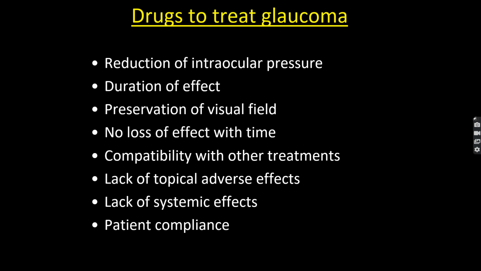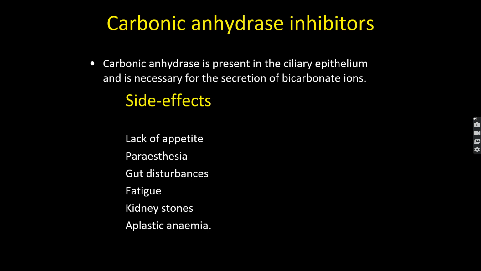Now, carbonic anhydrase inhibitors. Carbonic anhydrase catalyzes the chemical reaction where bicarbonate ions are actively secreted out of the ciliary epithelium. And when they are actively secreted, an osmotic gradient develops and then the rest of the ions and water flow out of the ciliary epithelium and aqueous is produced. So this enzyme is very necessary for production of aqueous.